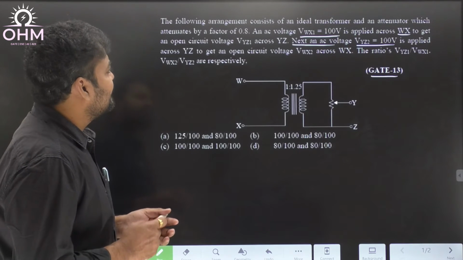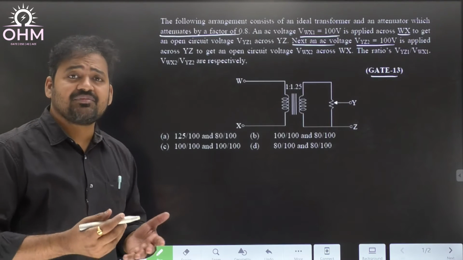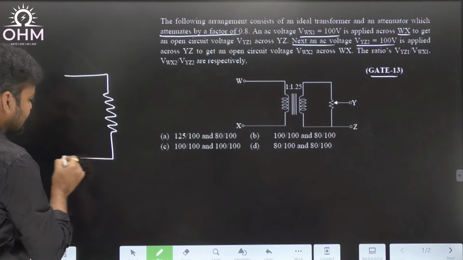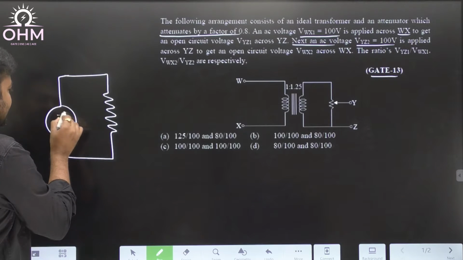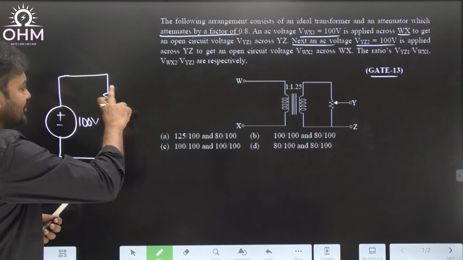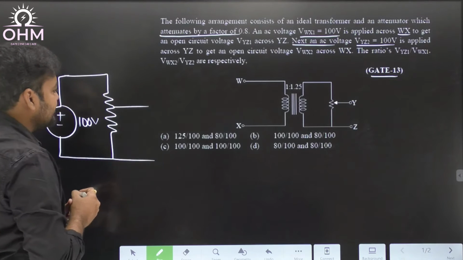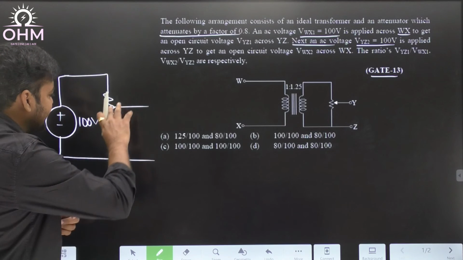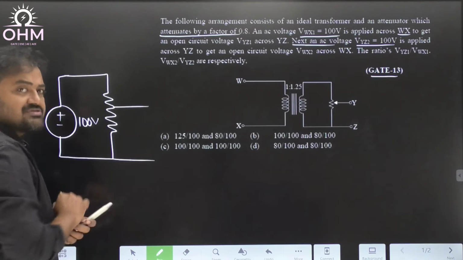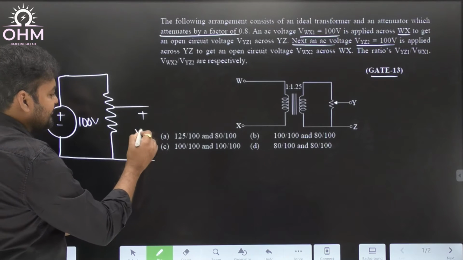There is an attenuator available. First we need to understand what is meant by an attenuator. An attenuator is simply a rheostat. Suppose there is a resistance, and I connect a 100 volt source across this resistor. Obviously 100 volt will drop across the resistor. Now if I take a tapping exactly at the center, we know the voltage distributes uniformly across the resistor, so the output voltage will become 50 volt.